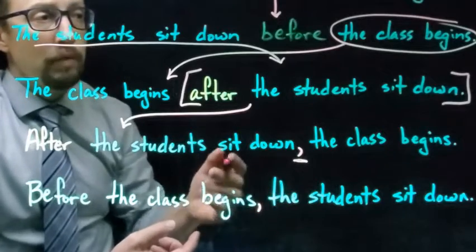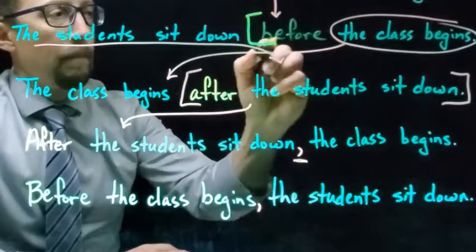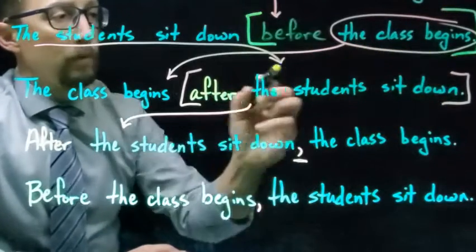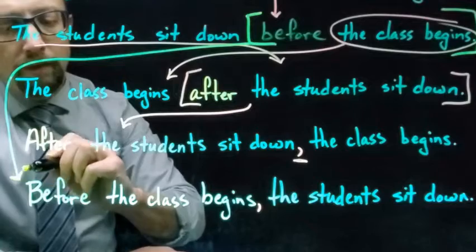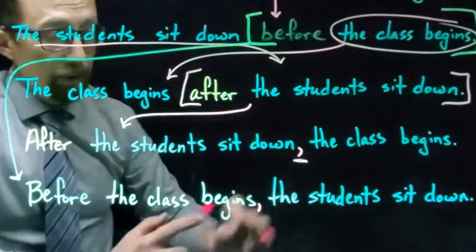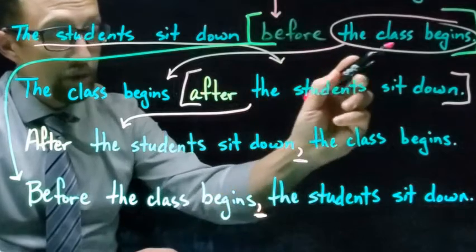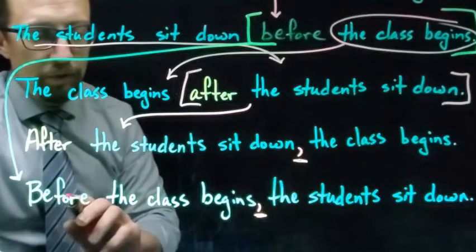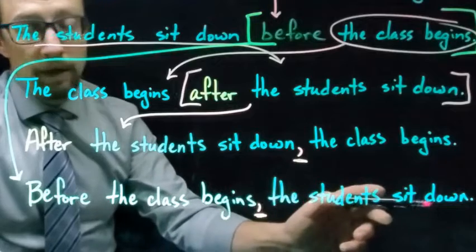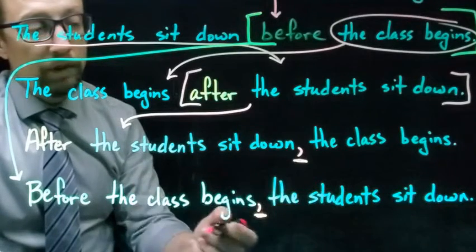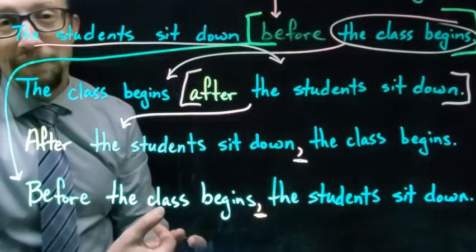We can do the same with before. We can take this part of the sentence and put it at the beginning, but again, we need a comma. So before the class begins, the students sit down.